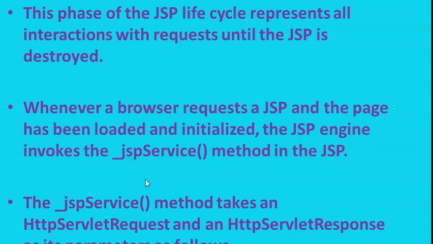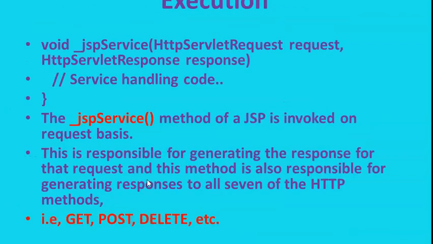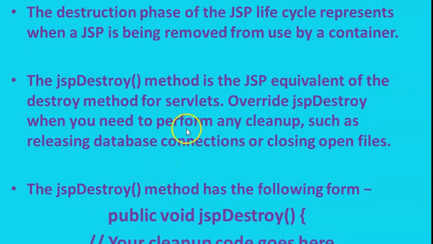Service means, according to the request, it will give responses. The request may be of any type: get, post, delete, etc. So the JSP service method is invoked on a request basis. It is responsible for handling that request, and it is responsible for giving the result also. So request, response and everything is happening during this execution phase, and then cleanup: after our processing is over, it is removed by the container. That is done by using JSP destroy.